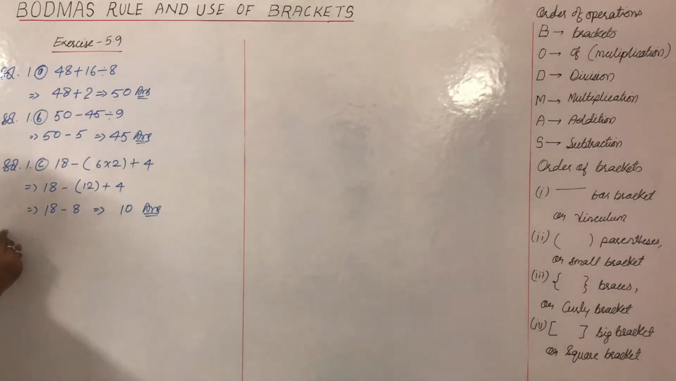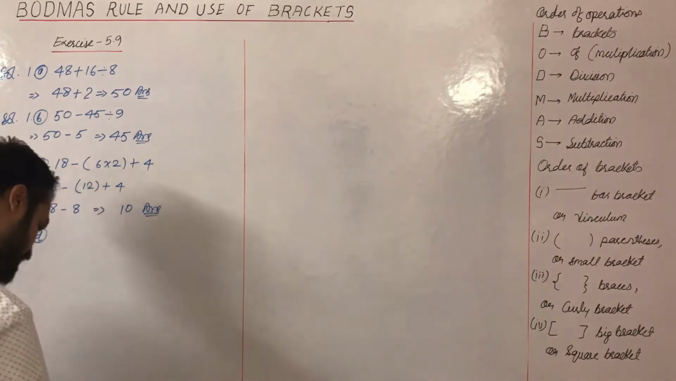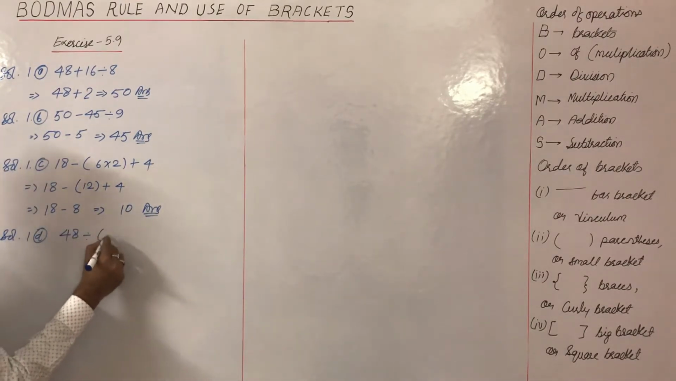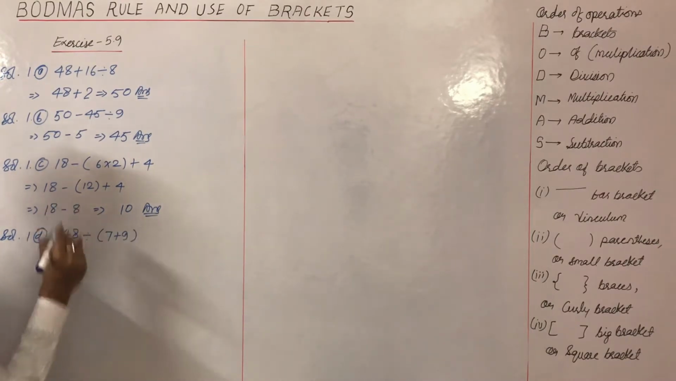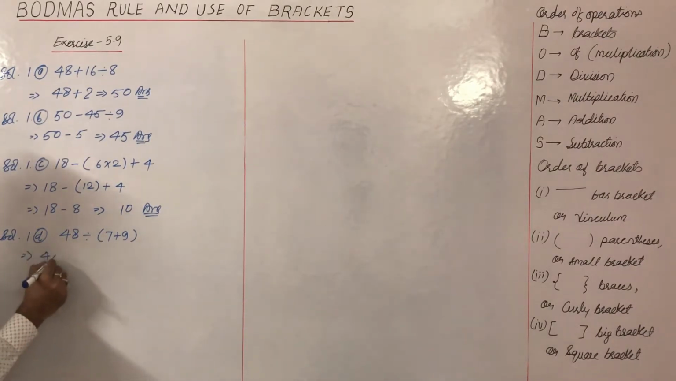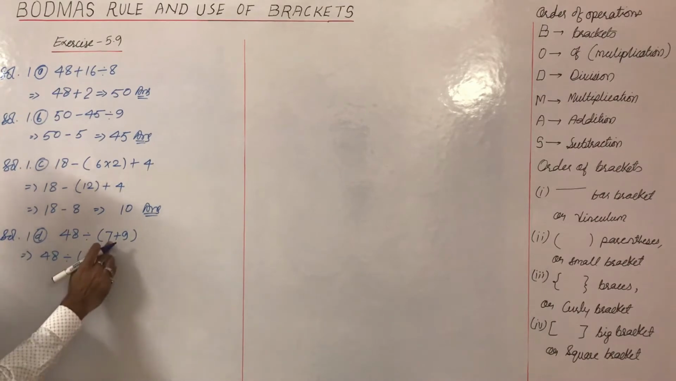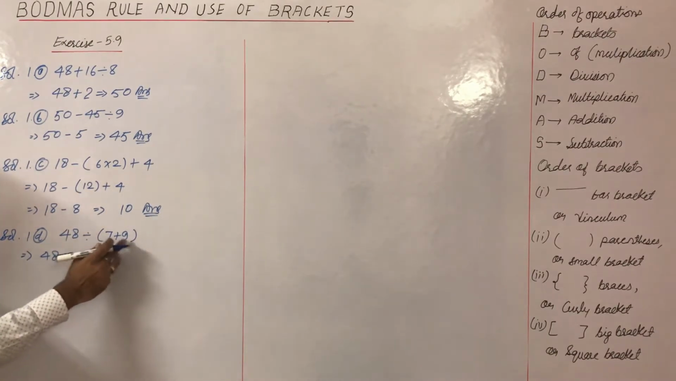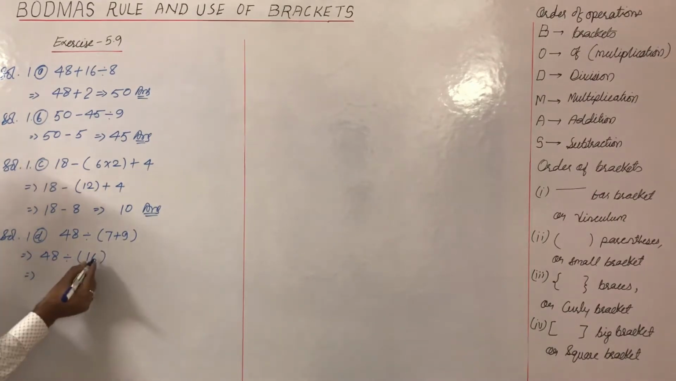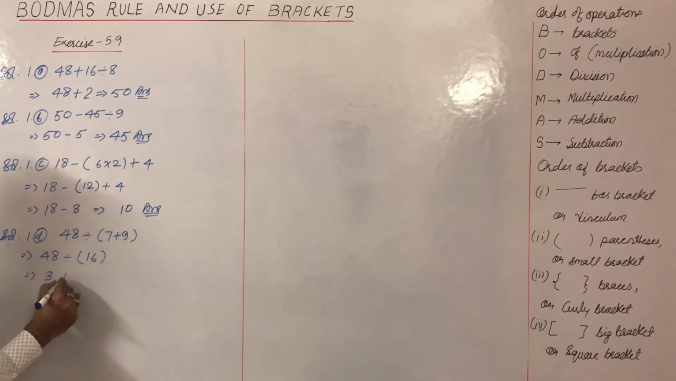Next, part D. 48 divided by 7 plus 9. Again we have a bracket and division. So bracket comes first. So we'll solve the bracket first. 7 plus 9 is 16, and in the next step 48 divided by 16 is 3. So 3 is our final answer.